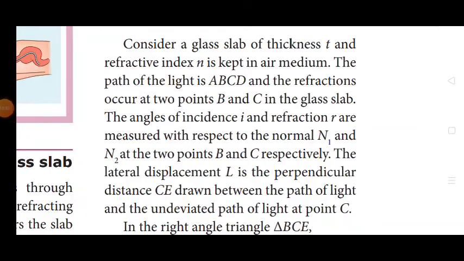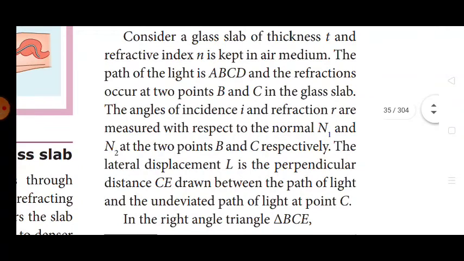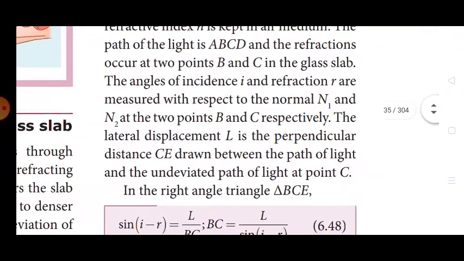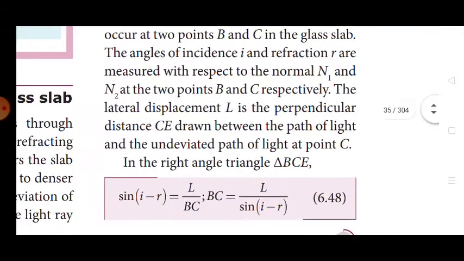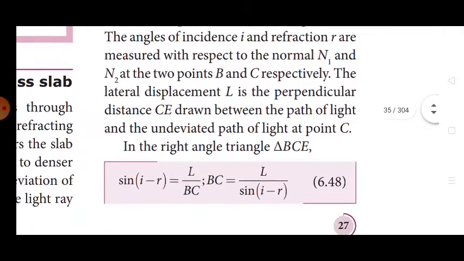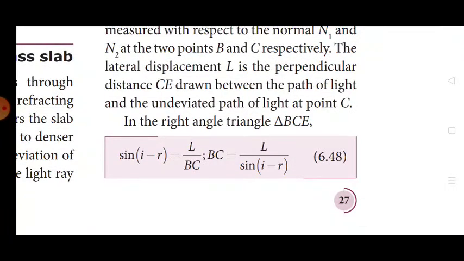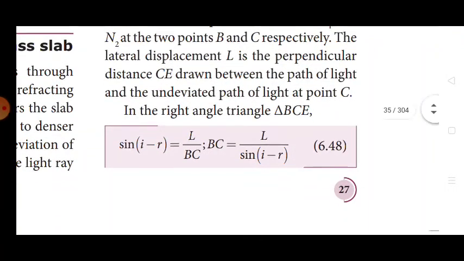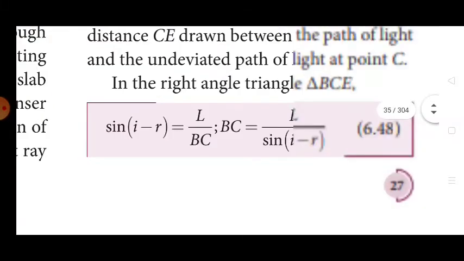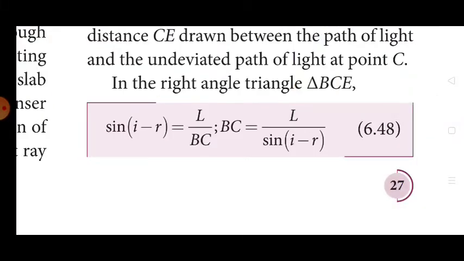The path of the light is ABCD and the refractions occur at the two points B and C in the glass slab. The angles of incidence I and refraction R are measured with respect to the normal N1 and the normal N2 at the two points B and C respectively. The lateral displacement L is the perpendicular distance CA drawn between the path of light and the undeviated path of the light at point C. In the right angle triangle BCE, sin of (I minus R) is equal to L by BC. BC is equal to L by sin of (I minus R). Derivation number 6.48.